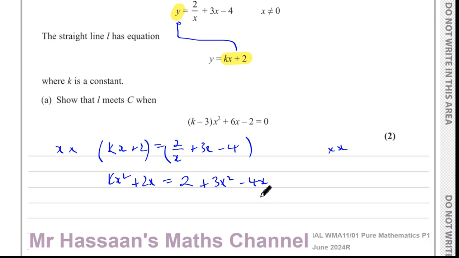Now what we want to do is make everything on one side of the equation. Now they've got it as (k minus 3)x squared. So it makes sense if we bring everything to this side. So this side has to say equals 0.